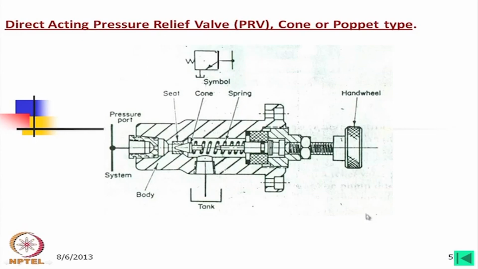This symbol is one we use very often. This may not be an ISO symbol, but it is very common for the relief valve. Even if it is a balance type, by mistake we use this type of symbol. If you study an industrial hydraulic circuit, very often you will find this symbol is used.